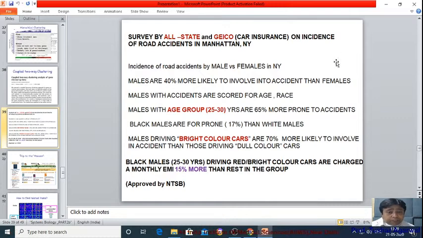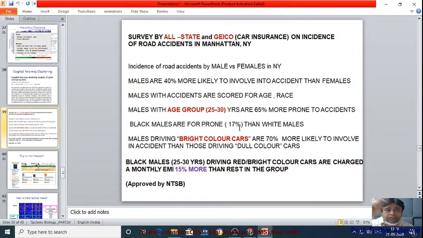Then they found that the males with accidents are scored for age and race. That's the next thing. So these are the males who committed the most accidents on New York roads in the last year. What is the pattern of them? Let's cluster them by age and race. Then they found that males within a particular age group, 25 to 30 years, are 65% more prone to accidents. Or in other words, the youngsters are causing more accidents on the road.